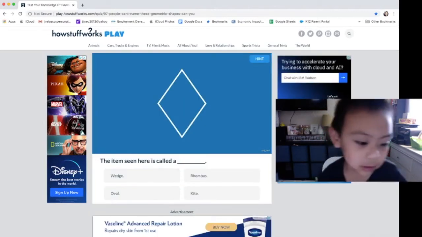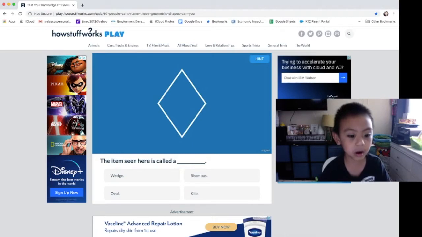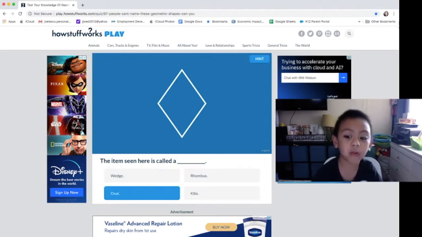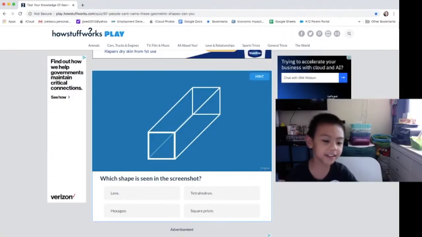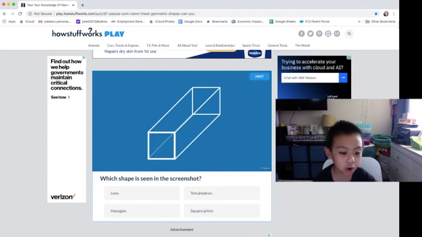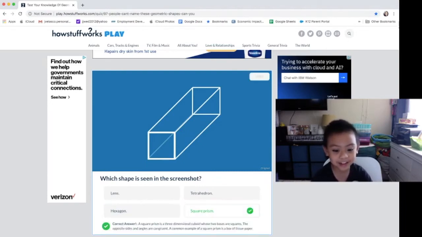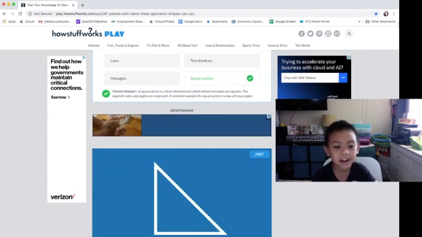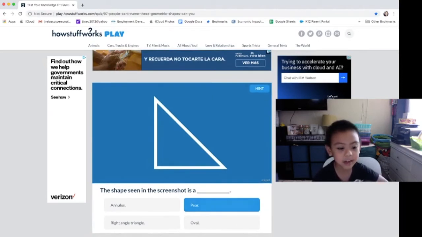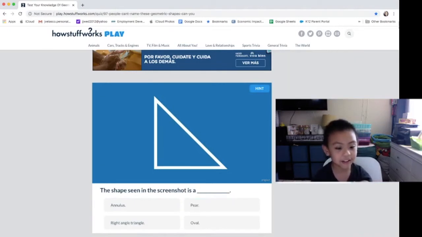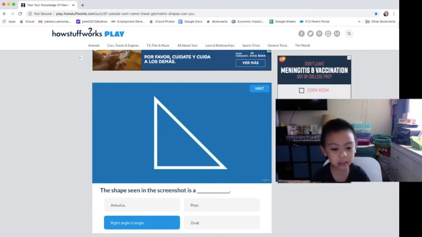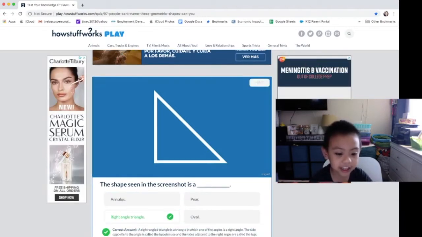Yay! The item seen here is called a wedge, kite, rhombus, or oval. The answer is rhombus. Which shape is seen in the screenshot? Lens, tetrahedron, hexagon, or square prism? Square prism. What in the world? Okay, so we're here now. The shape seen in the screenshot is annulus, right angle triangle, oval, or pear? The right one is right angle triangle! Are you kidding me?